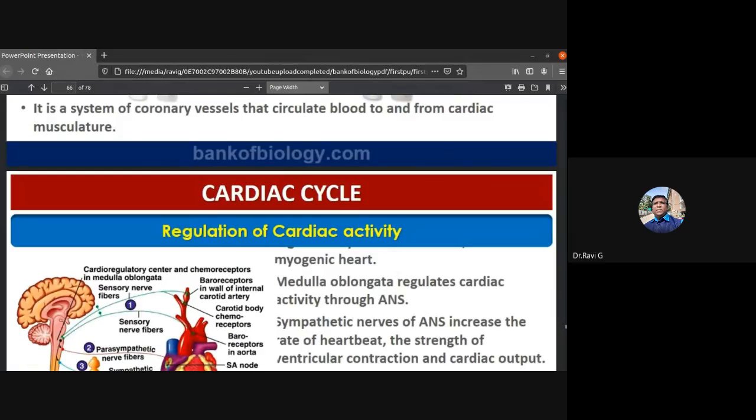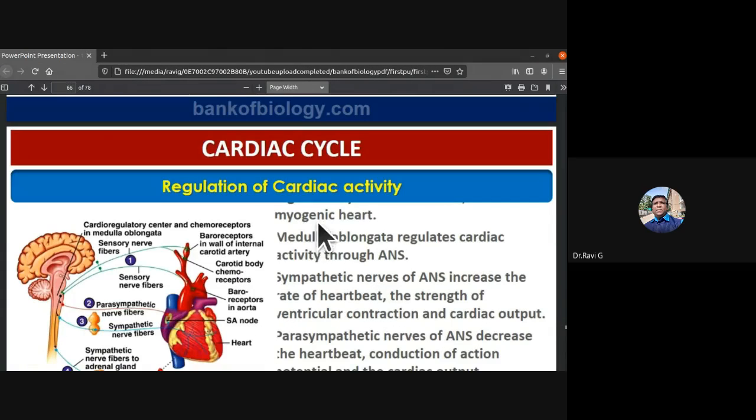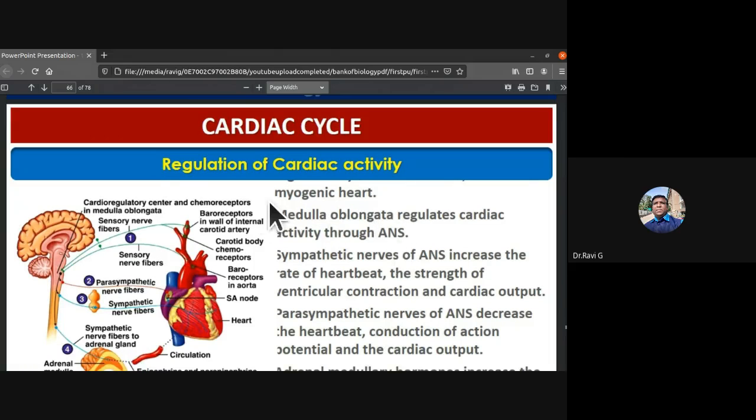What controls it? See, the human heart is a myogenic heart, so it is a muscular heart, and the impulses are initiated by the muscles. The medulla oblongata regulates the cardiac activity. The cardio-regulatory center is there, and it regulates the cardiac activity along with the ANS, that is the autonomous nervous system.